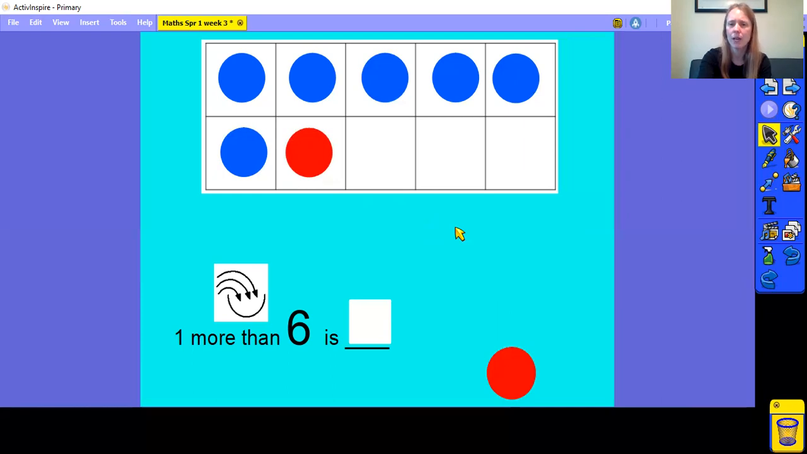How am I going to work out how many I have altogether? That's right, I need to count all of them. 1, 2, 3, 4, 5, 6, 7. Now I have 7 counters. 1 more than 6 is 7.